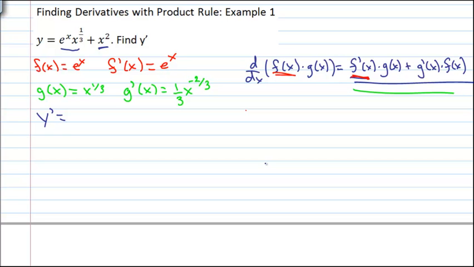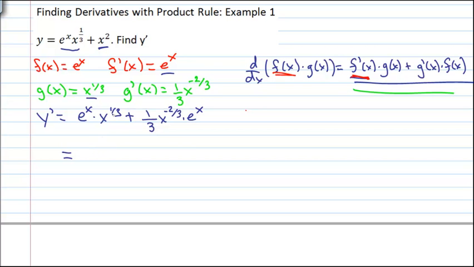So I need f prime of x, that is e to the x, now times g of x, that's x to the 1/3, now plus g prime of x, which is 1/3 x to the negative 2/3, all multiplied by f of x, which is e to the x. And I'm going to write this out in a little more simplified version.